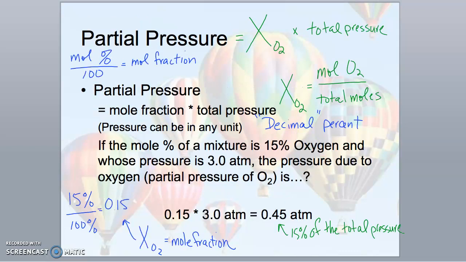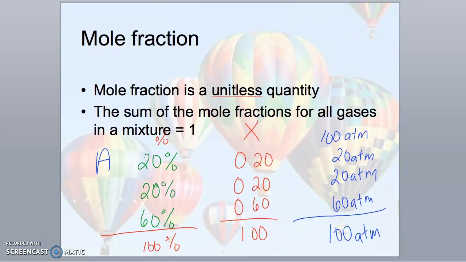Mole fraction is represented by the letter X, often with a subscript indicating the gas. The mole fraction is similar to percent composition in that it's the number of moles of gas over the total number of moles. These are often given as percents. In this case, we can divide the percent value by 100 to get the mole fraction. There are no units for mole fraction, and the sum of the mole fractions for all the gases present will be 1.